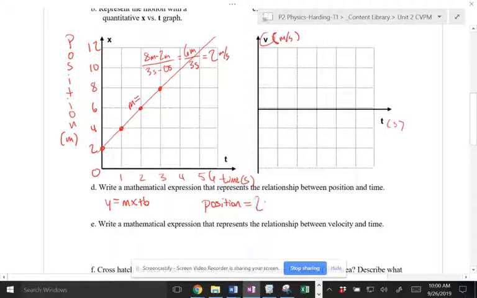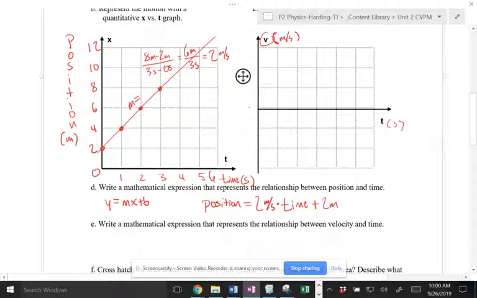M, we just figured that out. That's 2 meters per second times the thing on the x-axis, which is time. See, I don't like calling it the x-axis because there's x. Plus, it looks like it touches at 2 meters. Okay, so that's a mathematical expression for that.